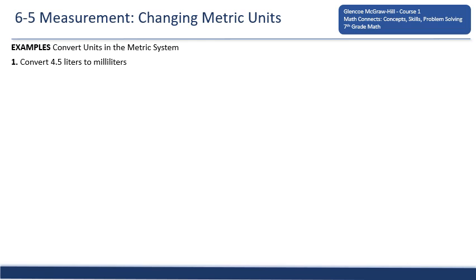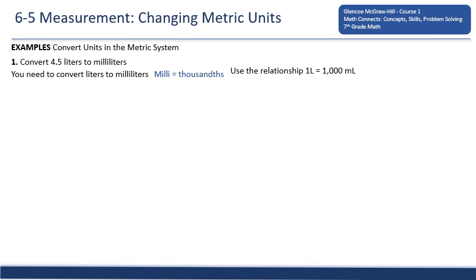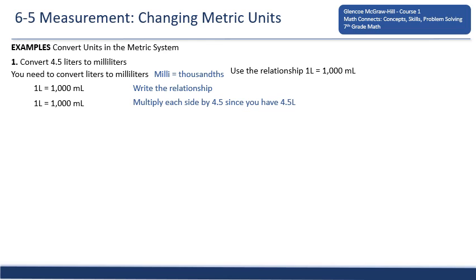Convert units in the metric system. Convert 4.5 liters to milliliters. So you need to convert liters to milliliters, and we know that milli means thousands. So use the relationship of 1 liter equals 1,000 milliliters, and we'll just write that out. 1 liter equals 1,000 milliliters.